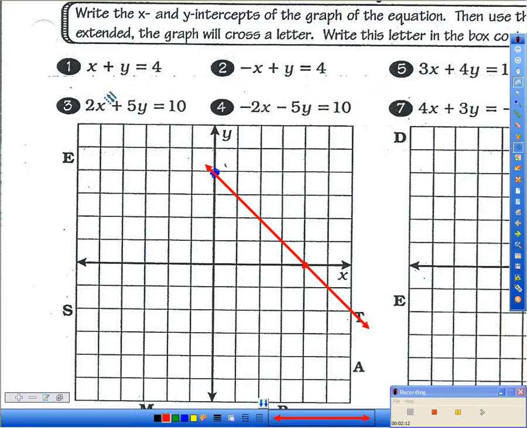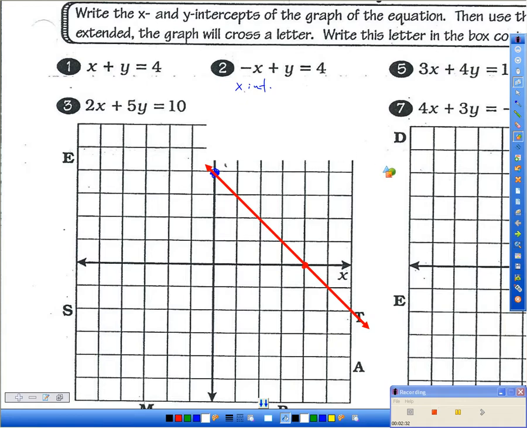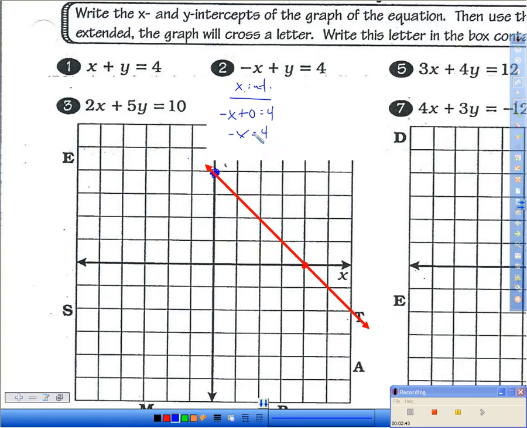If we do the same thing for number 2, to find my x-intercept, I would take out the y and substitute in a 0 for that. So it would look like this. We would have negative x plus 0 equals 4. Negative x plus 0 is just negative x equals 4. We know if the opposite of x is 4, that means that x has to be negative 4. So our x-intercept would be (negative 4, 0). If we find that point, 1, 2, 3, 4, 0, here's our x-intercept.